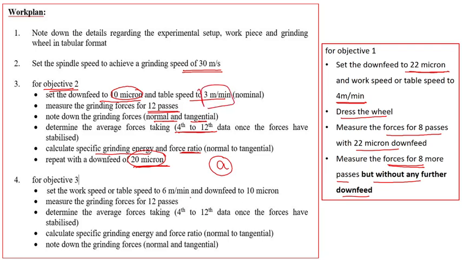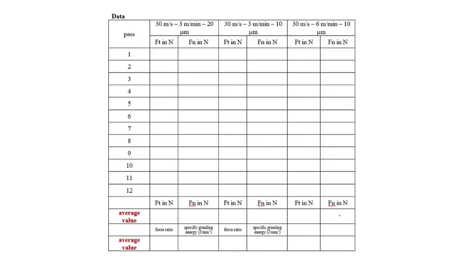In objective number 3, what would you do? You would carry out the experiment at 6 meter per minute. Downfeed would remain at 10 micron. So if you compare this data with respect to this data, you will get the effect of work speed. In this way, you will be able to calculate both the effect of downfeed and work speed. And not only that, later on, when I discuss how to calculate temperature, you would also be able to estimate temperature.